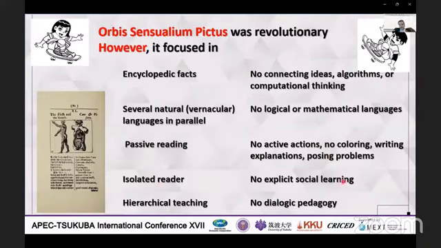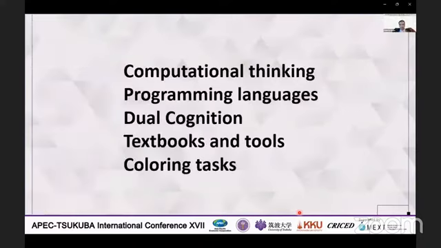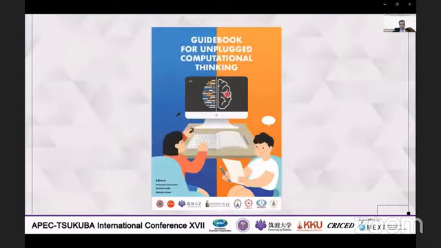We try to do more social learning with this coloring book. So you pose a problem to a classmate, and the classmate has to solve it. It was more hierarchical teaching, and we tried to do more dialogic pedagogy in the coloring activities. So with this, now we can go to the coloring guidebook that we did in our work over the years.